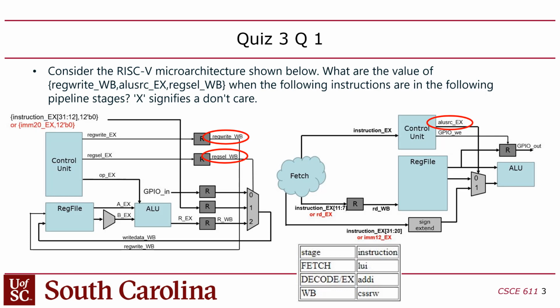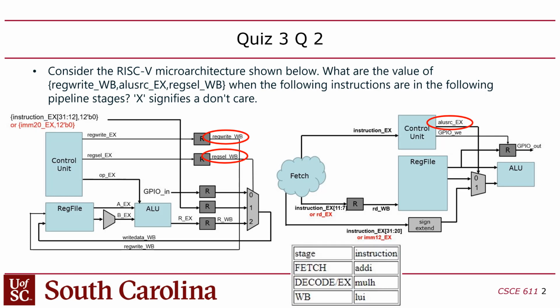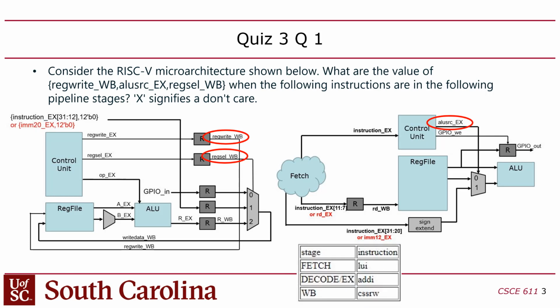Okay, this is another one. It says question 1 at the top, but this was question 3. So this one was reg write, ALU source, EX, and reg sel WB. Same thing. Yeah, all three are the same control signals. So reg write WB is corresponding to the CSRRW instruction.